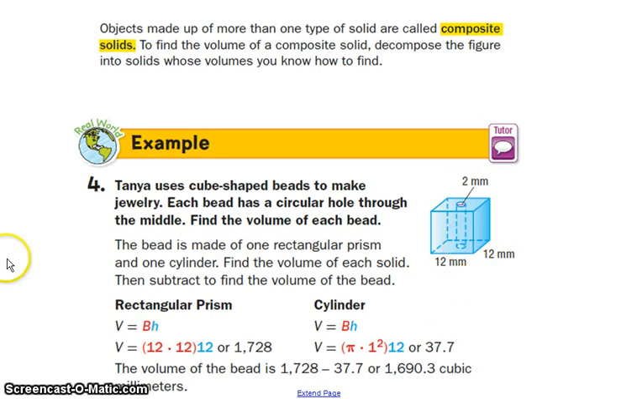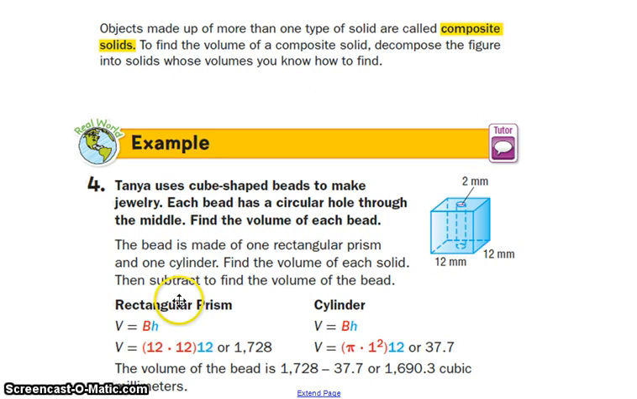Well, to do that, we're going to have to find the volume of the prism, which was what we learned last lesson, and find the volume of the cylinder. Then, once we have those two volumes, we're going to have to take the volume of the cylinder and subtract it out of the prism because that piece is gone from this composite solid.